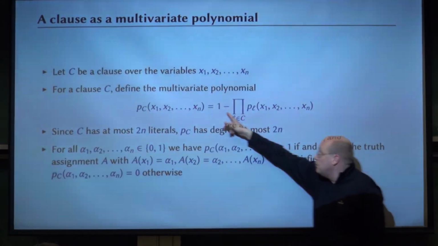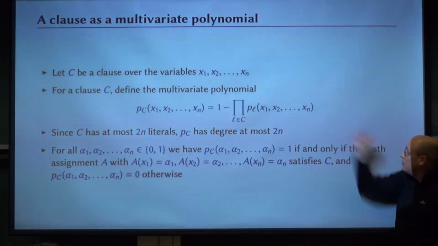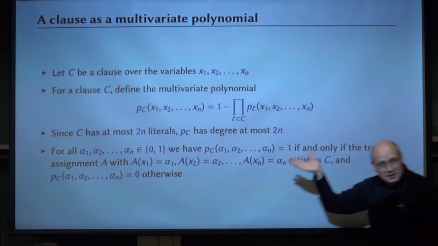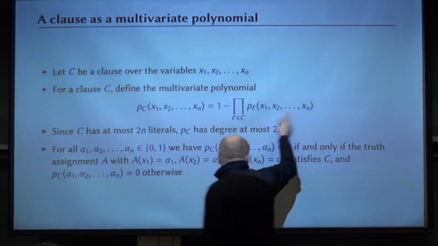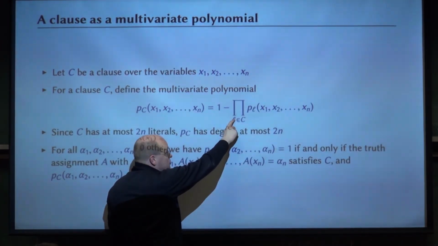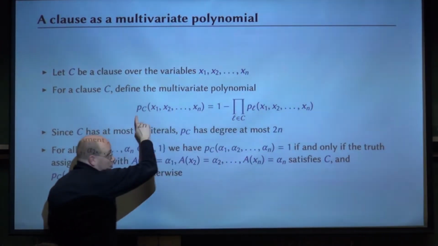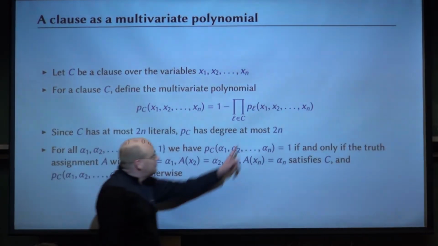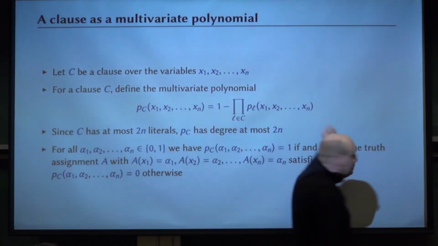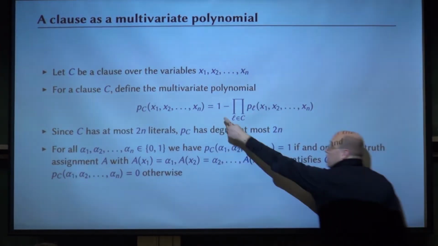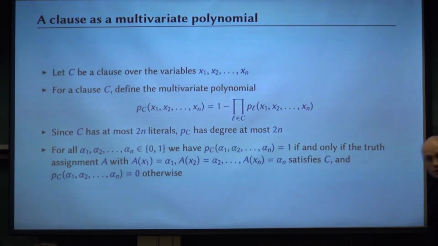So let's think about what this expression evaluates to if the clause is actually satisfied. So if there's at least one satisfied literal, then of course we get at least one 0 in this product, so the entire product evaluates to 0. So the clause polynomial will get the value 1, and of course if every single literal is unsatisfied, then this product is all ones, meaning that we get 1 minus 1 and the value 0 out.